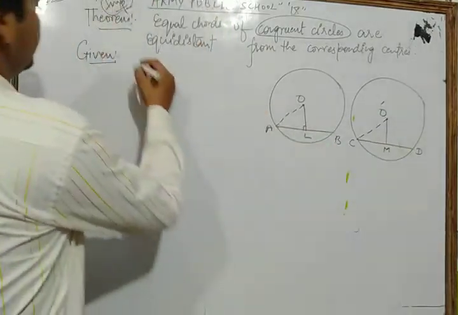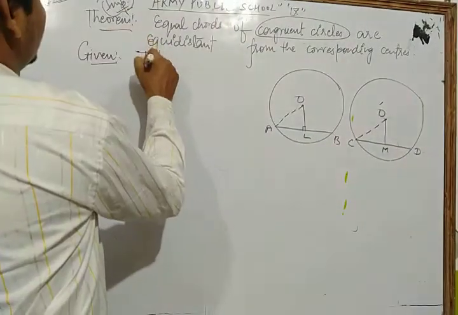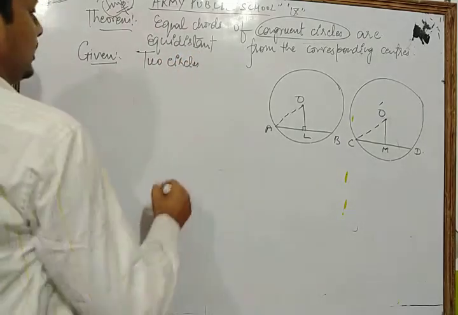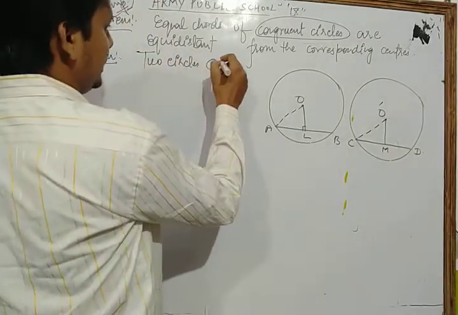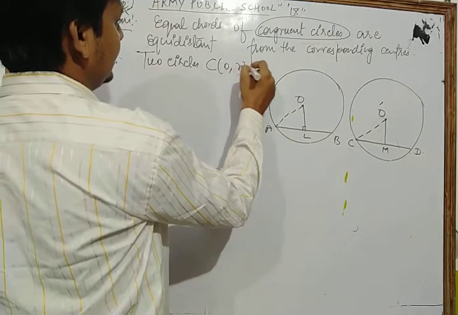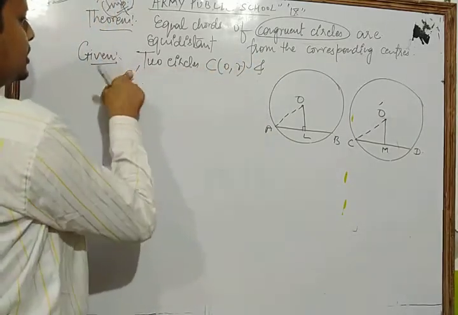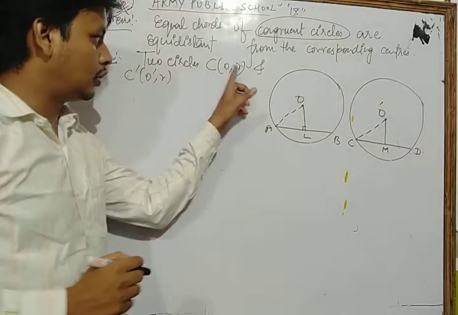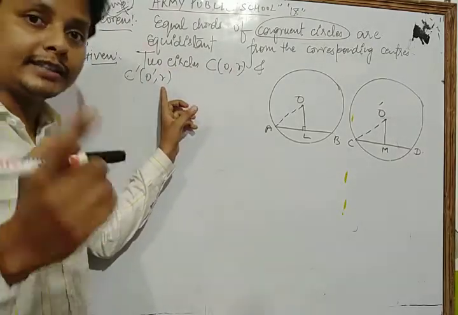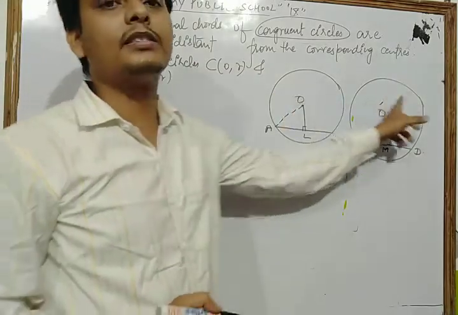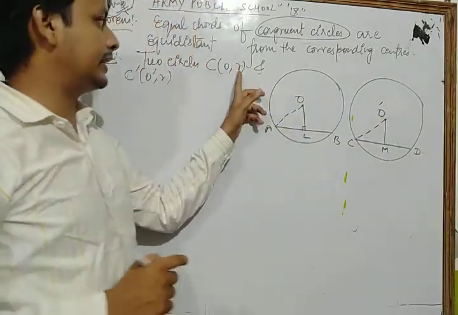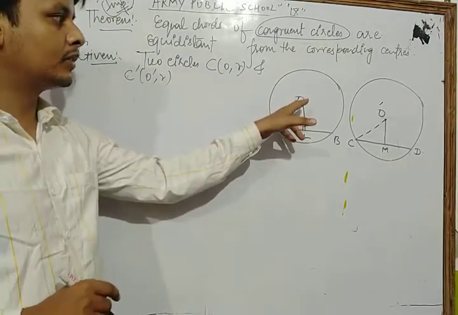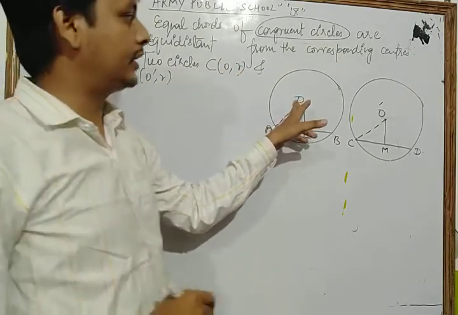Here we write what? Two circles C with center O and radius R, and C dash with center O dash and radius R. Here R is the same because these are congruent circles. Their centers are different, that is O and O dash.